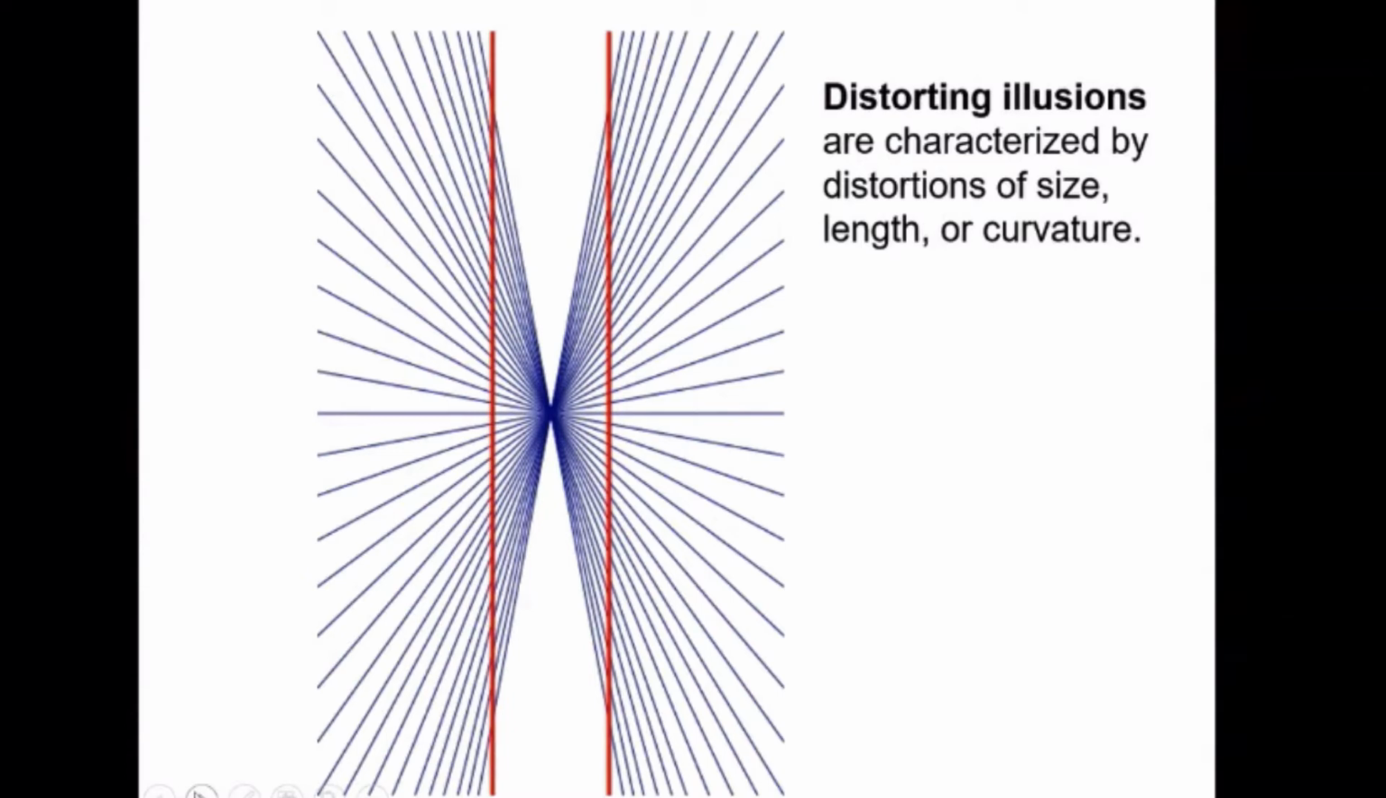The next illusion we're going to look at is a distorting illusion, and it's characterized by distortions of size, length, and curvature. So here it looks like the two red lines are slightly bowed because all the other blue lines are going straight to the middle.